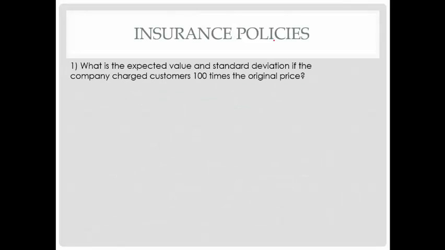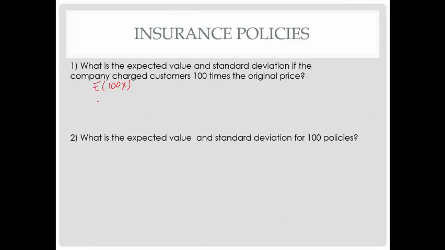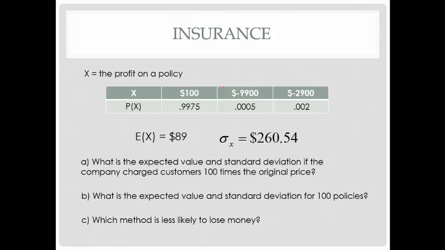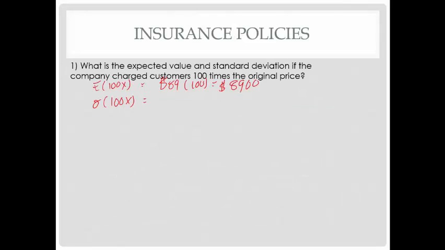Well, we can do the expected value and standard deviation if we charge you 100 times the original price. And that would be the expected value 100x, which is standard deviation 100x. And we looked at this yesterday. That would just be that $89 times 100. So they'd look to make $8,900 if they started charging 100 times a policy. And then in terms of standard deviation, 260.54 times 100. So the standard deviation is $26,054. So very, very big standard deviation, right?